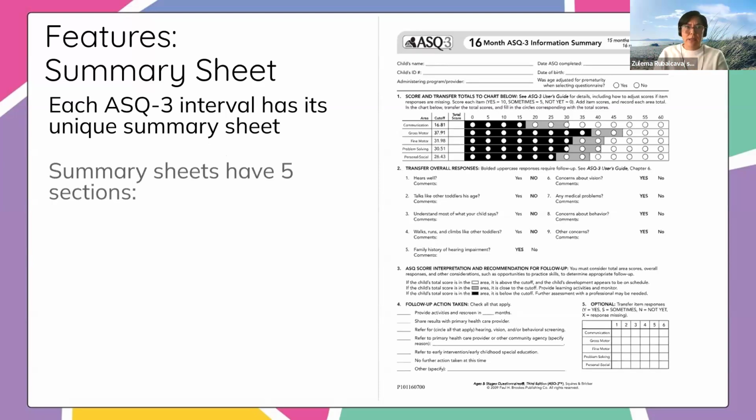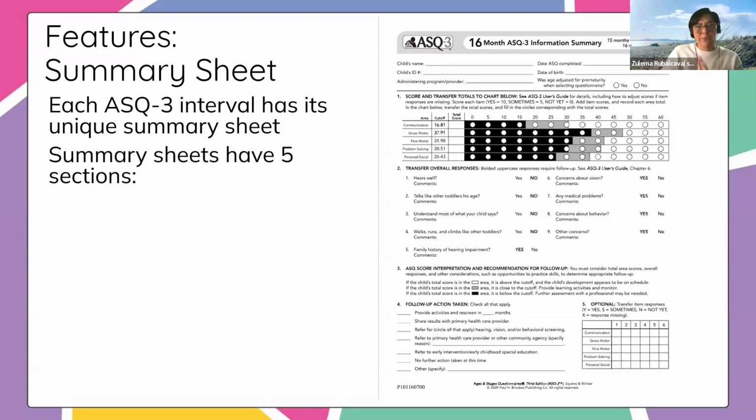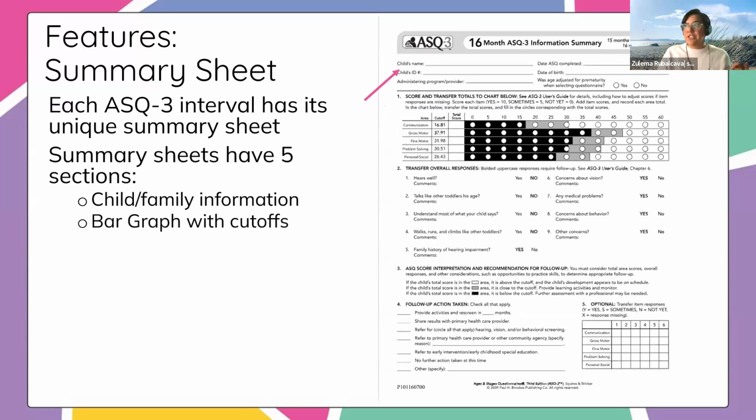So every information summary sheet will have these 5 sections, right? There's a place for you to put some of that demographic information. Each section will have this bar graph with the cutoffs for that interval, right? So you cannot use the 16-month information summary sheet with a questionnaire that's been completed for a 24-month, right? Because the cutoffs are going to be different. This is specific only to the 16-month questionnaire. So you want to make sure that you're using the appropriate summary sheet as well.